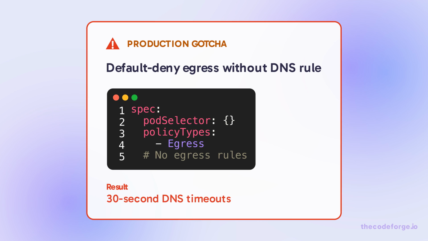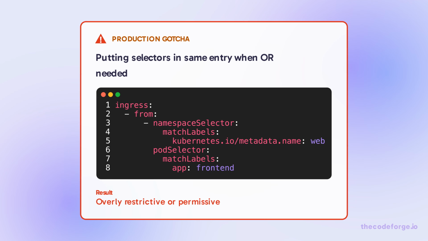This is the exact policy that caused the incident. The policy types includes egress, but no egress rules are defined, meaning all outbound traffic is denied, including DNS. Always add a DNS carve-out. This rule requires the source to be in the web namespace and have the label app: front-end. If you intended OR, you need separate dash entries.